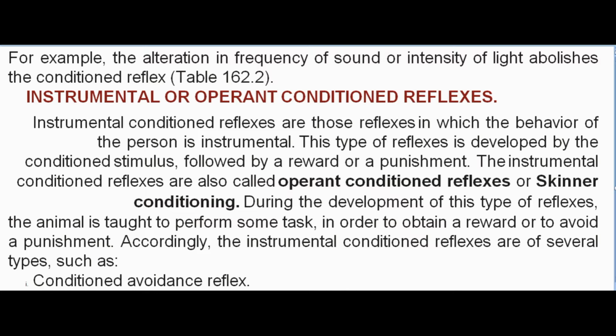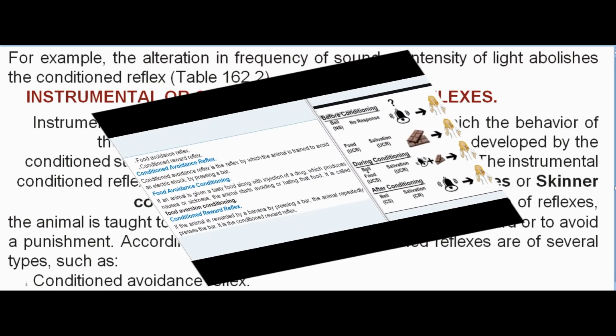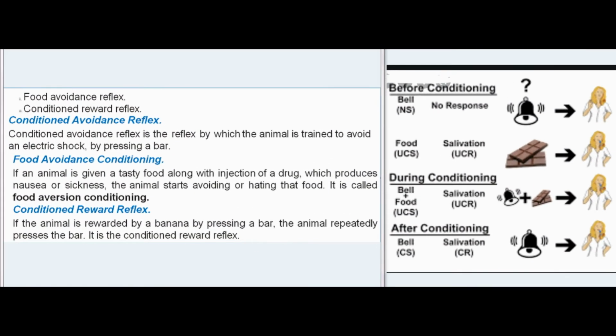Accordingly, the instrumental conditioned reflexes are of several types, such as conditioned avoidance reflex, food avoidance reflex, conditioned reward reflex. Conditioned avoidance reflex is the reflex by which the animal is trained to avoid an electric shock, by pressing a bar.